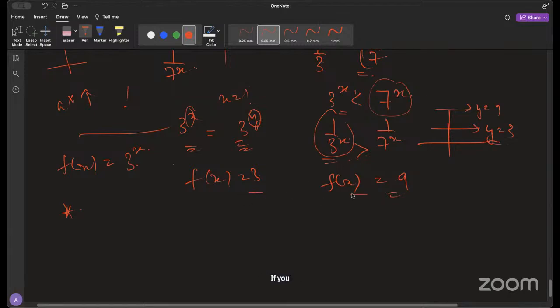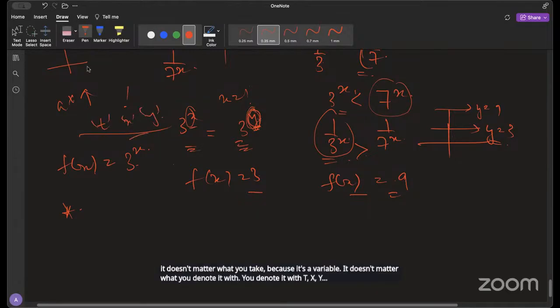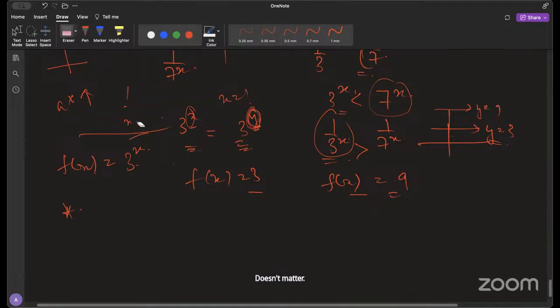If you were talking about this thing. Otherwise, if you're taking this as a variable, then it doesn't matter what you take, because it's a variable. It doesn't matter what you denote it with. You denote it with t, x, y, it doesn't matter. Is that okay? Okay, ma'am. Thank you, ma'am.